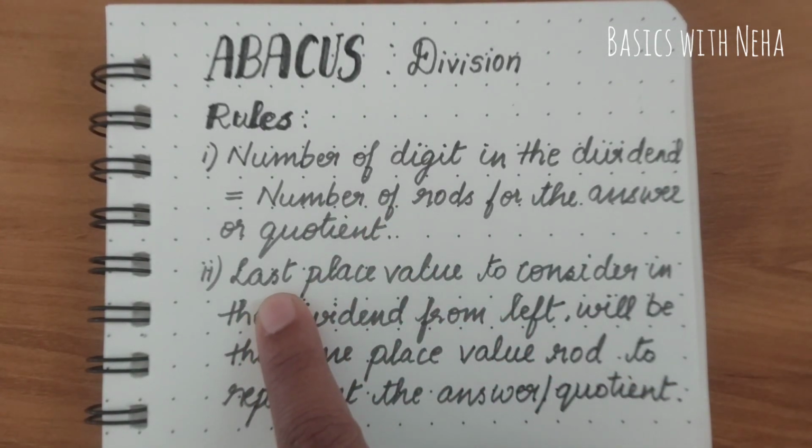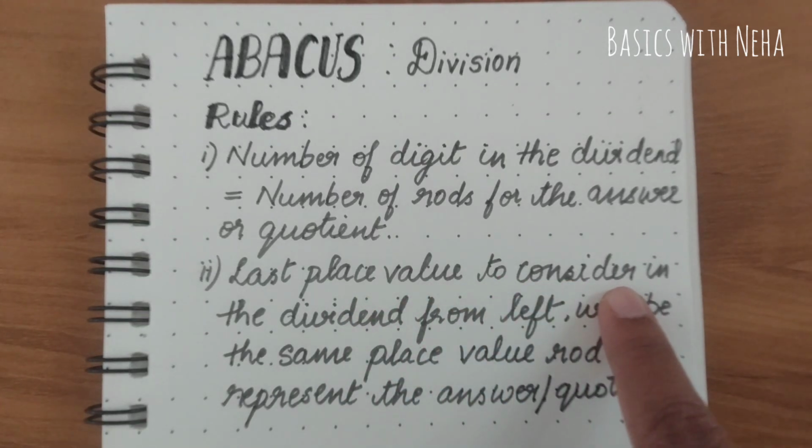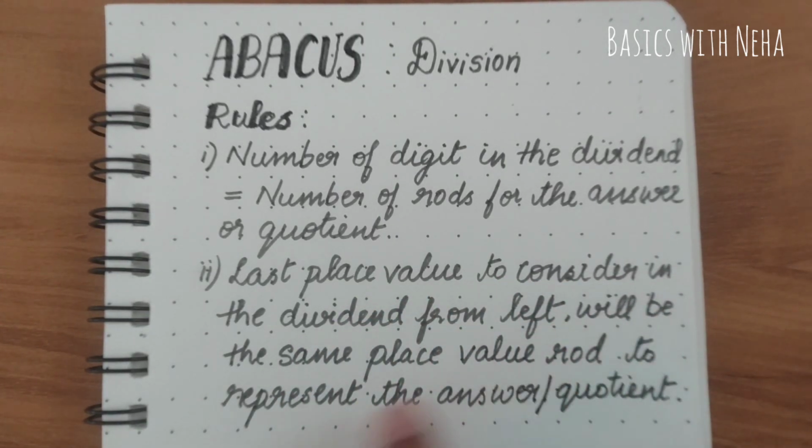The second rule says the last place value to consider in the dividend from the left will be the same place value rod to represent the answer or the quotient. I would want you to read these two rules repeatedly 2 to 3 times to understand the rules properly, and watch this video about 2 to 3 times to understand how this actually is done on the tool.